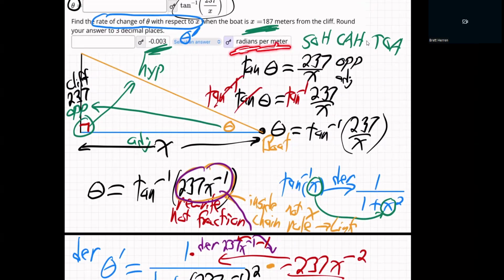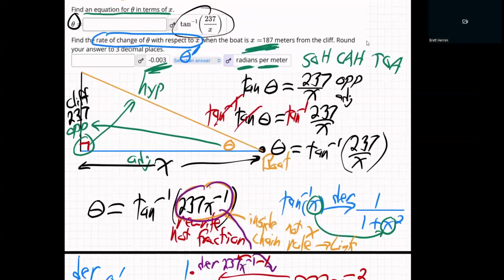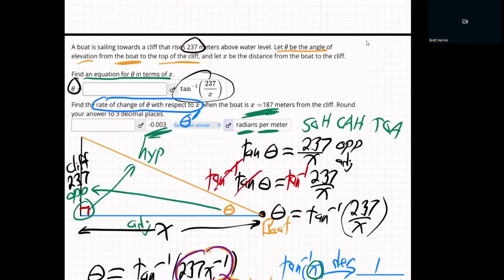How do you know it's not degrees? It's automatically radians when you do the derivative rules. The derivative rules for sine, cosine, tangent, and the inverse trig functions, inverse tangent, inverse sine, inverse cosine, are only true in radians, not degrees. So you've got to be in radians. So it's radians per meter. Why? Because it's the change in theta with respect to x, radians per meter. And so there we go.